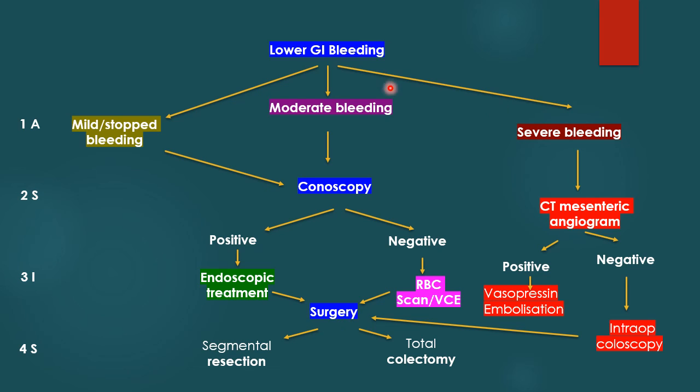So this is the 4th stage of surgery. The surgical stage is the 4th stage. So it is this 4th stage: assessment, scope, investigation, and surgery. This is a simplified version of the flowchart to show you the management of lower GI bleeding.